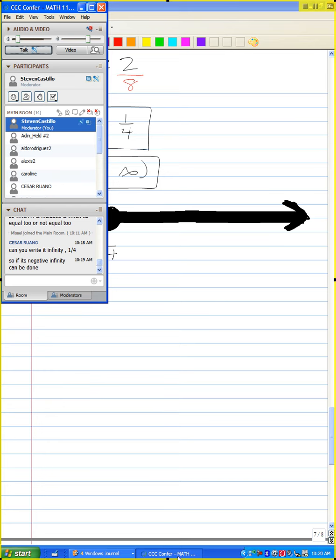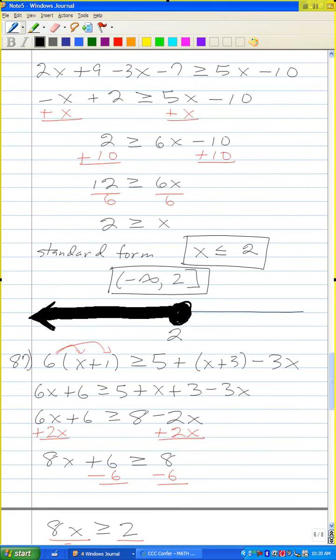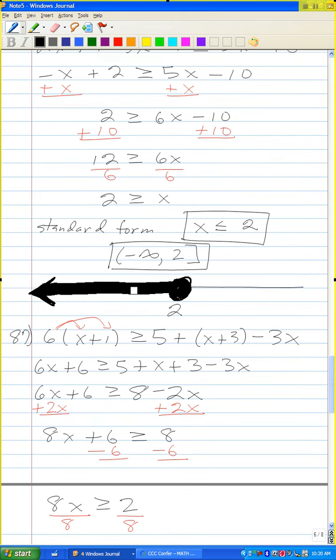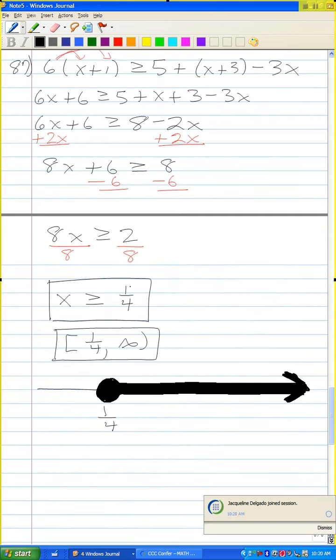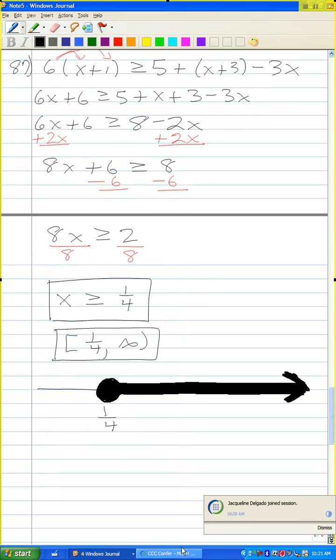Yes, if it's negative infinity, that is correct. Notice that the negative infinity is on the left, and the positive infinity is always on the right, and never vice versa. Don't ever do that, because if you do, then it means something completely different. Okay. Yes, it is good to know.